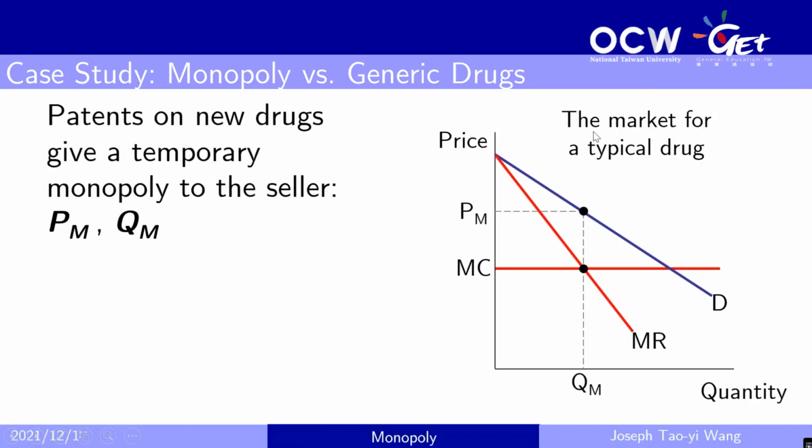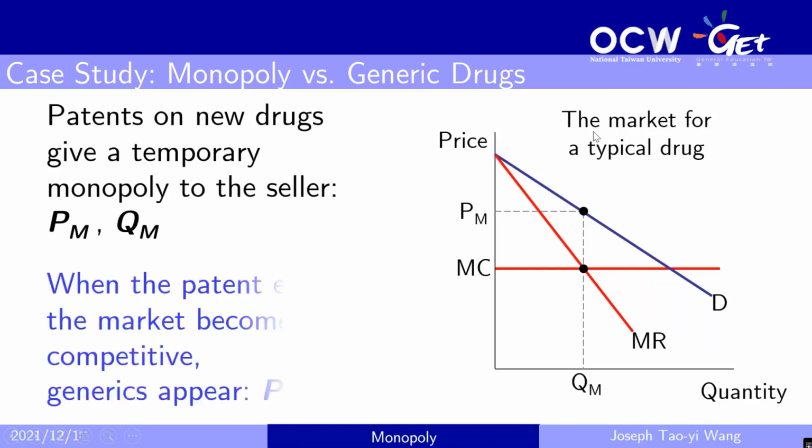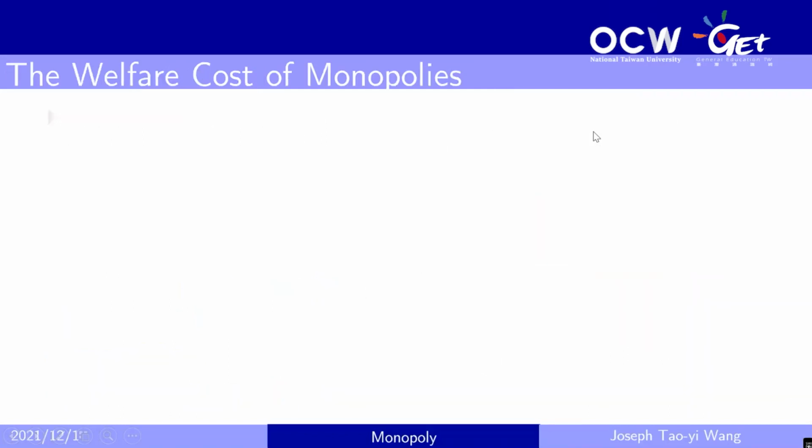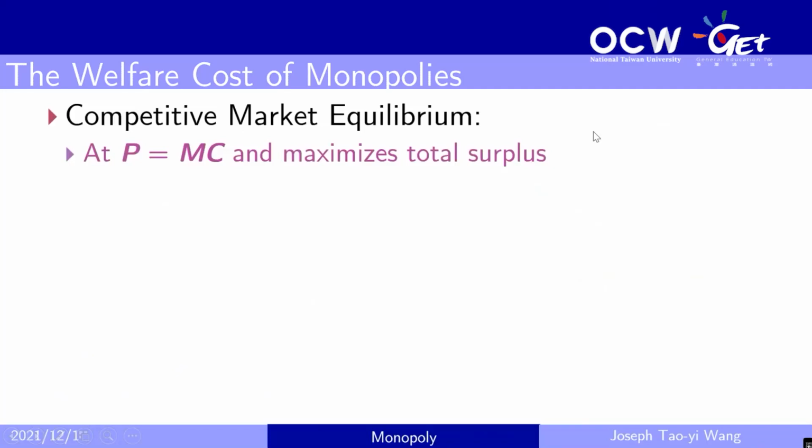And so this firm or the inventor would basically choose QM, where MR equals MC. So that's where the two red lines intersect. And then it goes up the demand curve to figure out what price, PM, to choose. Compared to that, when the patent expires, you have generic drugs that would flood the market. And so the market will be priced at marginal cost, and quantity would soar to QC. So here you see the difference between when the patent is in place versus when the generic drugs come in.